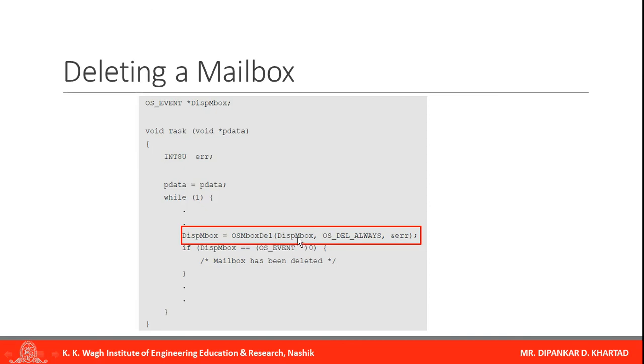Here we have passed the pointer to the mailbox and the error pointer, and this is what OS mbox delete always does. So you have to mention any one option from the two options.